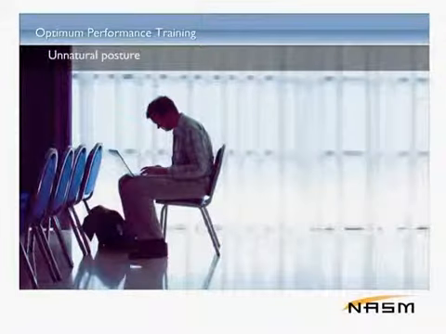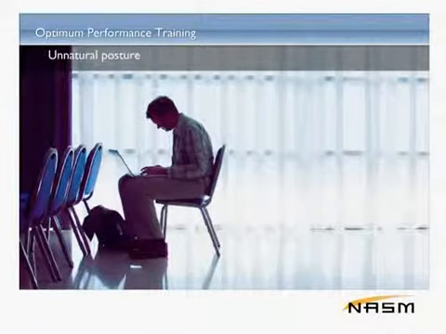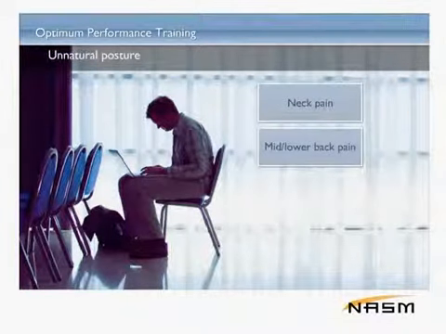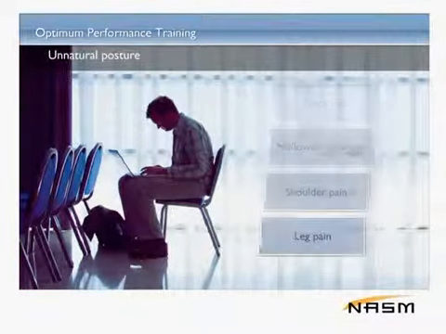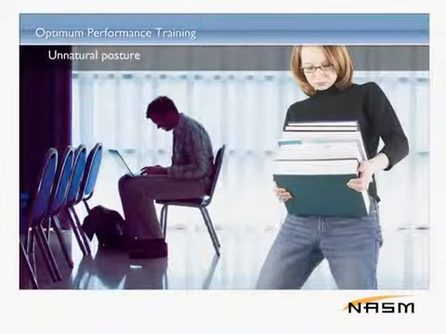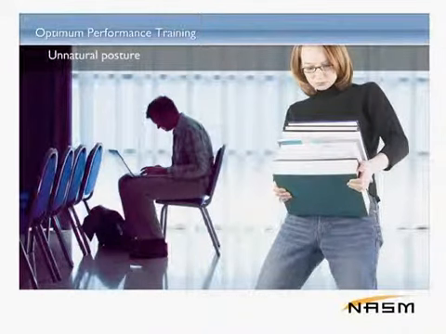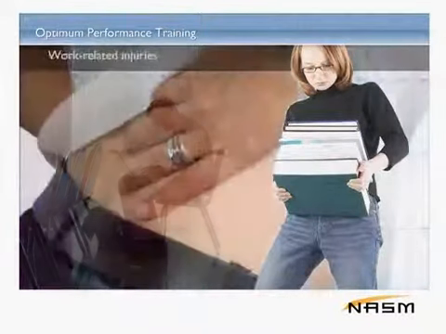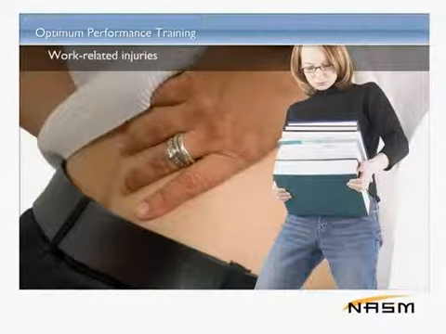Another contributor to musculoskeletal injuries includes unnatural posture, which results in increased neck, mid and lower back, shoulder, and leg pain. Work-related injuries also become a factor, with over 40% of the injuries coming in the form of sprains and strains. More than 1/3 of all work-related injuries involve the trunk, and of these, over 60% involve the low back.